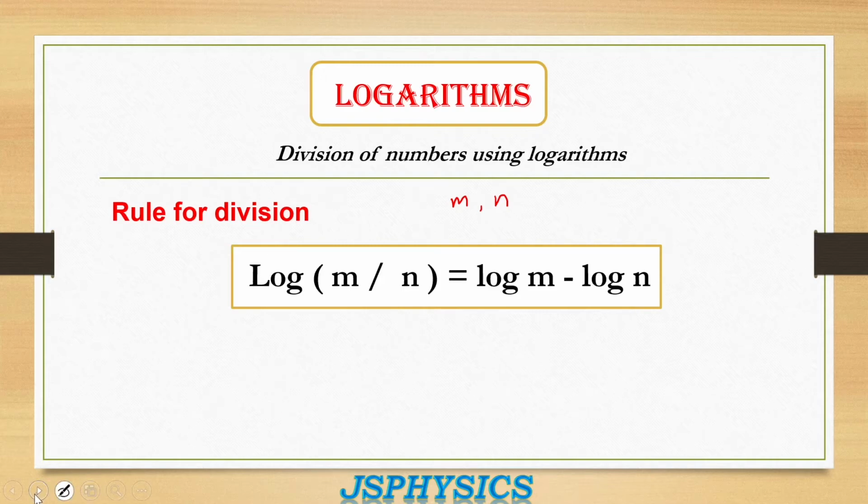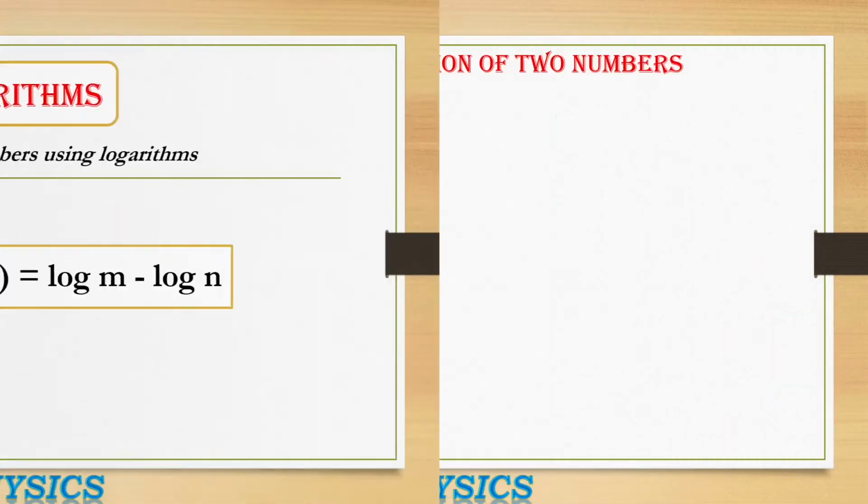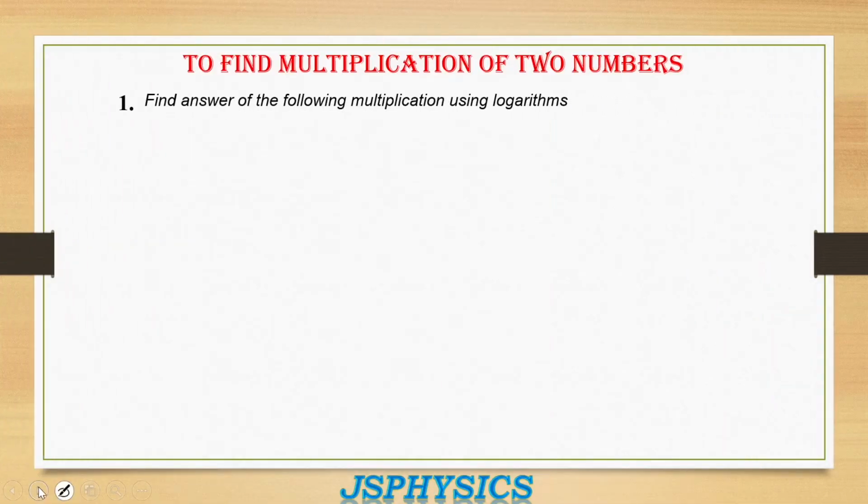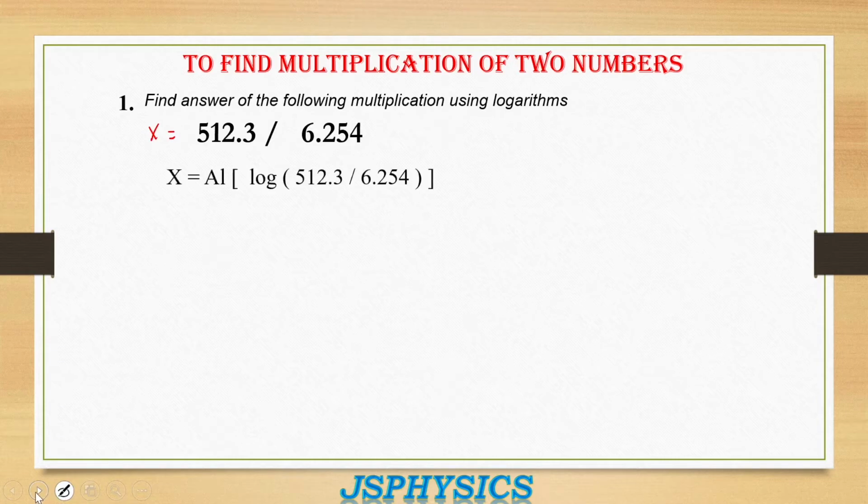So let us understand this with the help of one example. Let us take the division of these two numbers, 512.3 and 6.254. Let us assume that the answer is equal to x, and we want to find the answer using logarithmic tables. So the very first step will be this: x is equal to anti-log of 512.3 divided by 6.254.